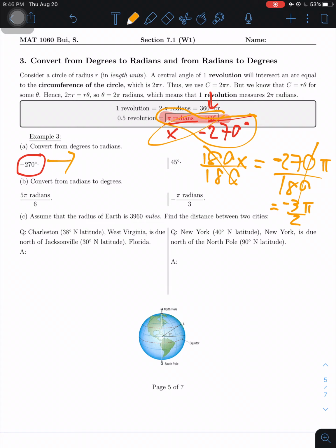So this is the work. These are the work that I expect to see on the assessment. Don't just give me the answers. Don't just write out, oh, negative 270 degrees is negative 3 pi over 2 radians. This is not acceptable as the work. I want to see what you do to get to the final answer, not just the final answers. And similarly, if you want to convert backward from radians to degrees, you're going to do the same thing.